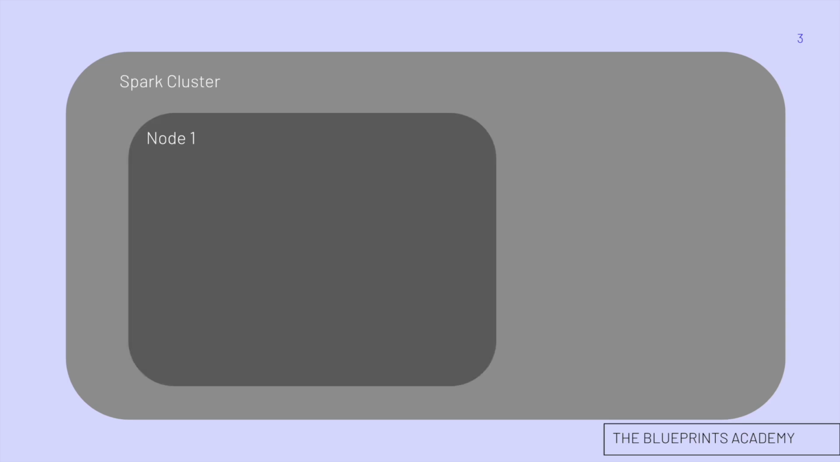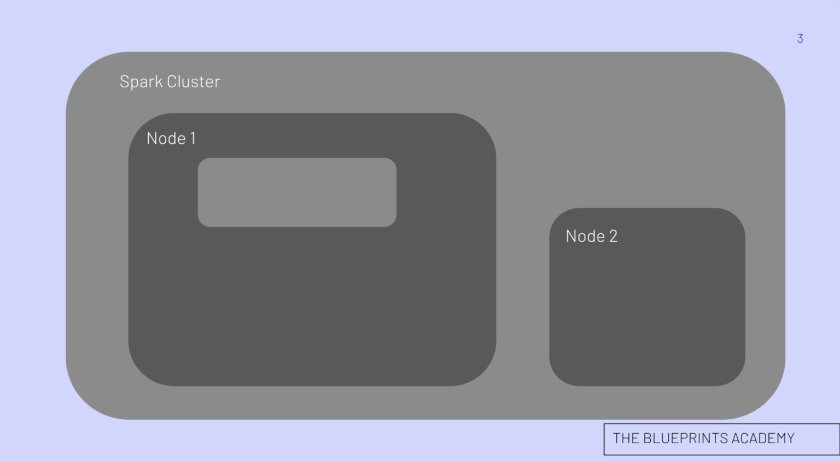Let's start with the basics. What is a spill? Let's understand this concept with a simple diagram flow. So let's say this gray box is a Spark cluster with two nodes. This is node 1 and this is node 2. We're going to simulate the spill problem in node 1. So let's say in node 1 we have some amount of memory and some amount of disk.